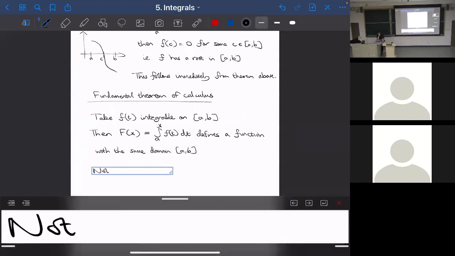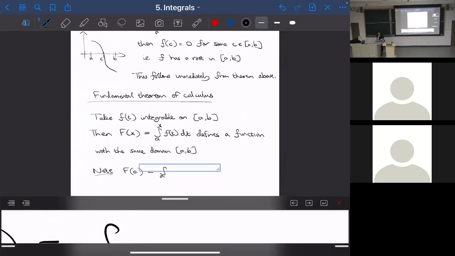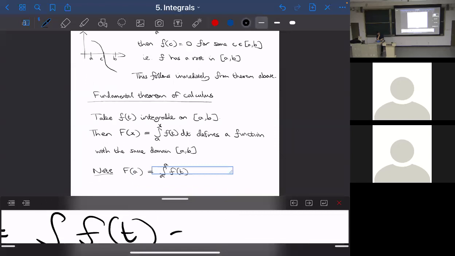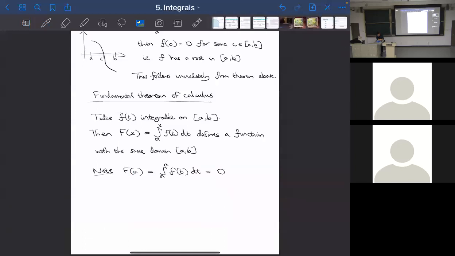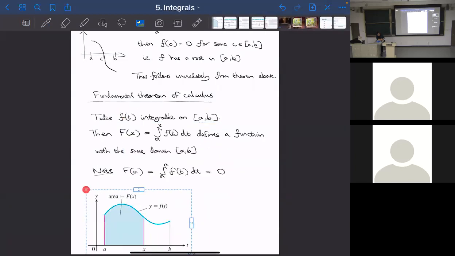So let's just note that, for instance, F of a, at the left-hand side of the domain, in that case, the limits of integration are the same, and so we just get 0. But you can imagine if f(t) is positive, then as I increase x, then I'm measuring the area under that graph. So let's get a picture for this.